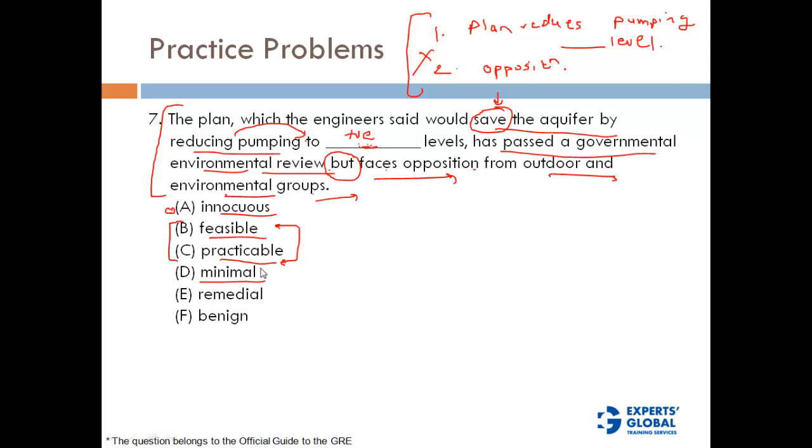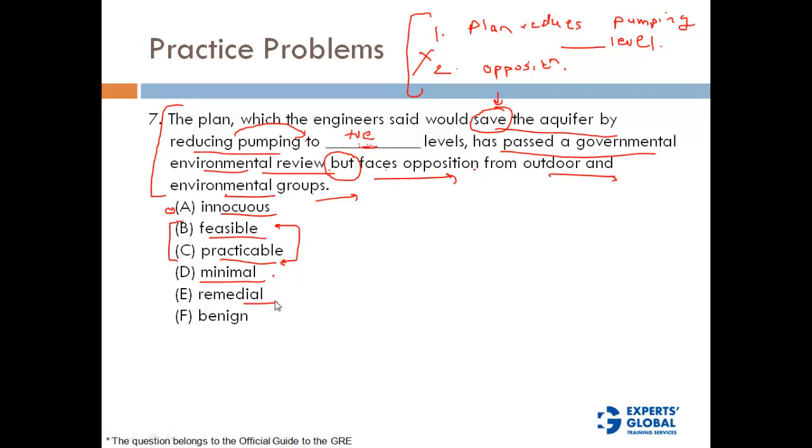Minimal. Now minimal, what would it mean in this context? It would mean that there is a plan that is trying to reduce the pumping to a minimum level, but we don't know whether the current state of pumping requires the plan to reduce pumping to a minimum level. So we don't really know. It is a little out of context. We don't have enough information to decide on this.